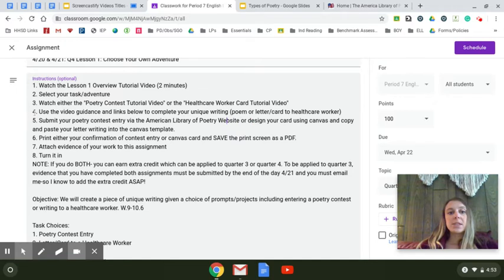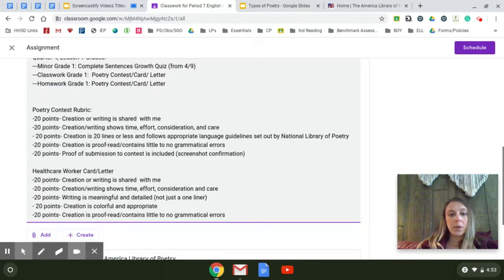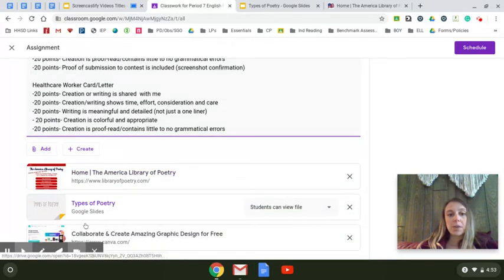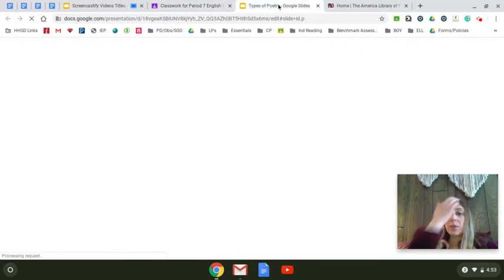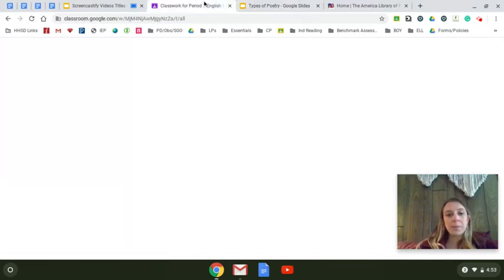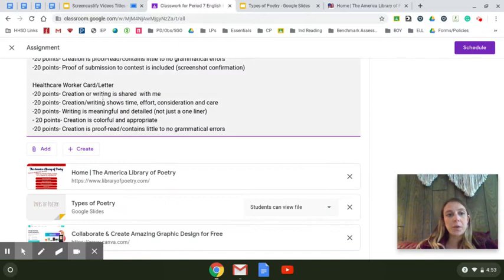With step 4, I gave you a little help. Attached to the assignment, there's a PowerPoint called Types of Poetry, and this might give you an idea of what kind of poem you could write for this contest. Also pay attention to the rubric the assignment gives you.